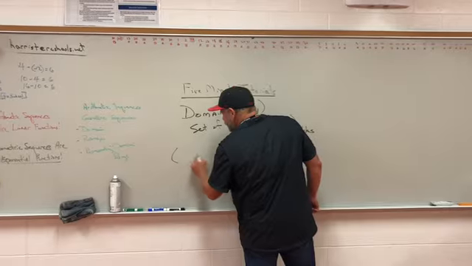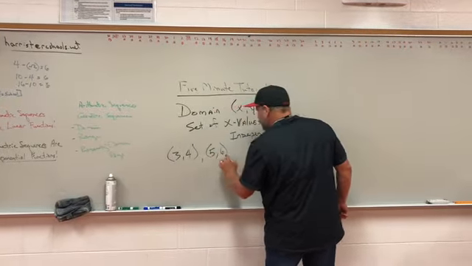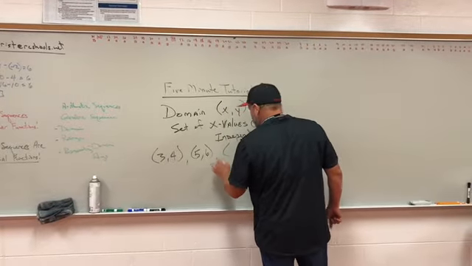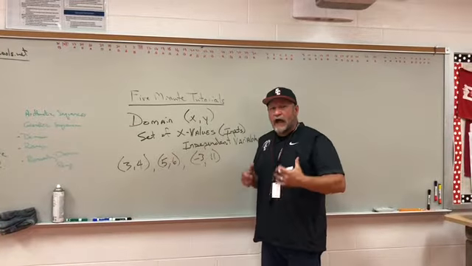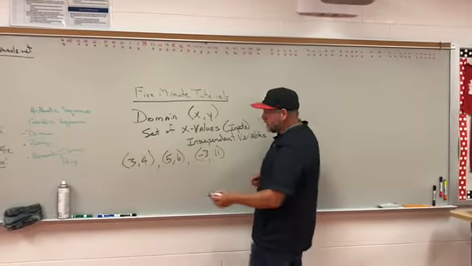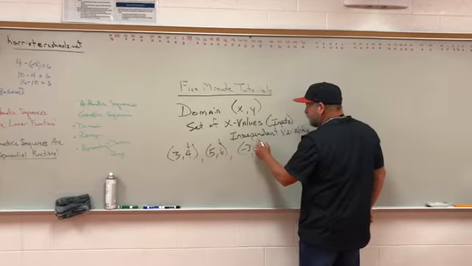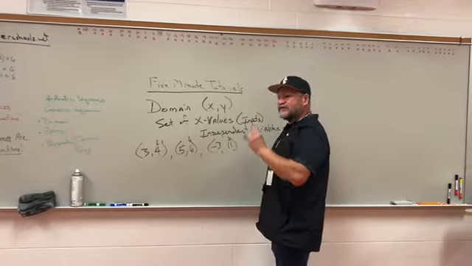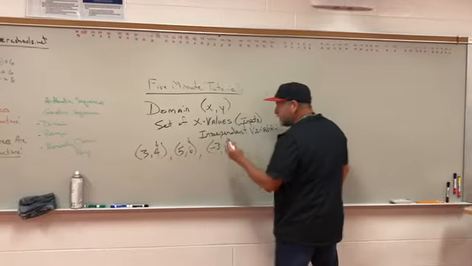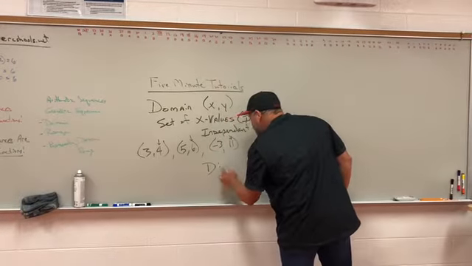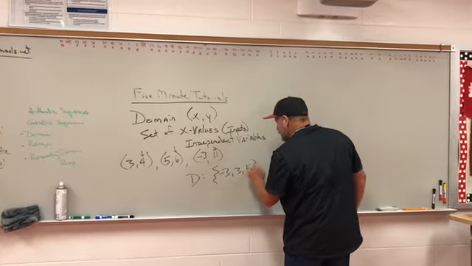If I'm given these three points, (3, 4), (5, 6), and the point (-3, 11), okay? When I'm talking about domain, I only want to look at the X values. So this is a Y value. That's not part of the domain. This is a Y value. That's not part of the domain. That's a Y value. That's not part of the domain. So if I said, what is the domain for these three points, I would write the domain as the set of -3, 3, and 5.